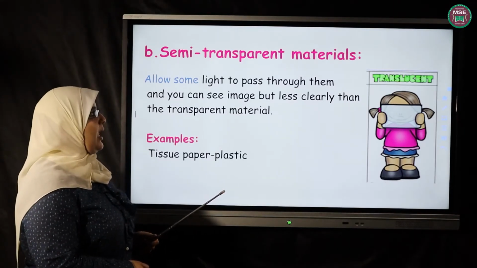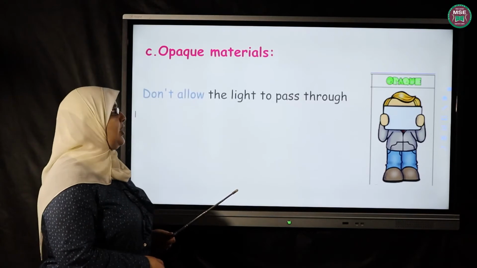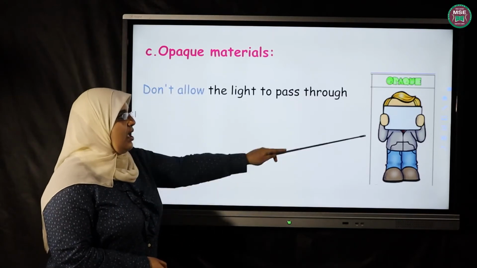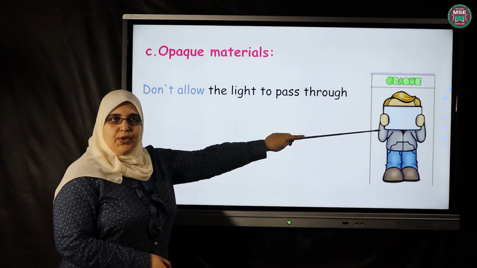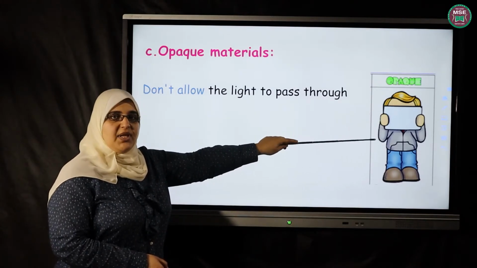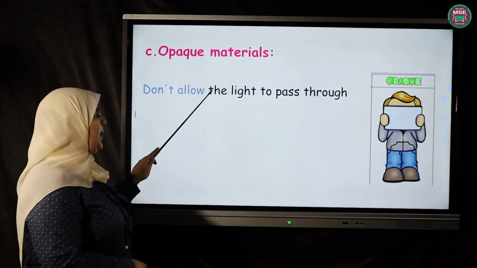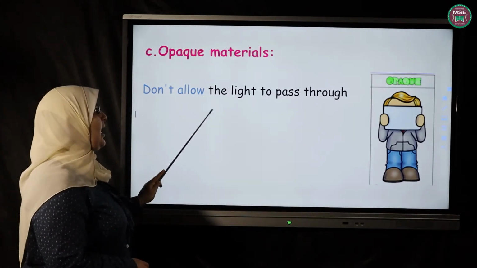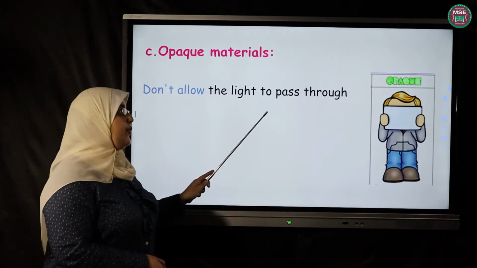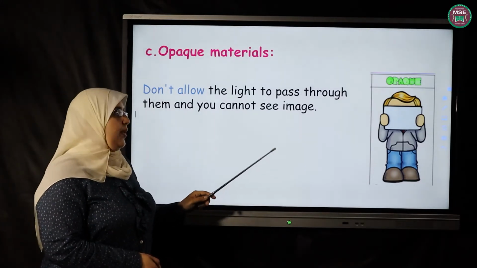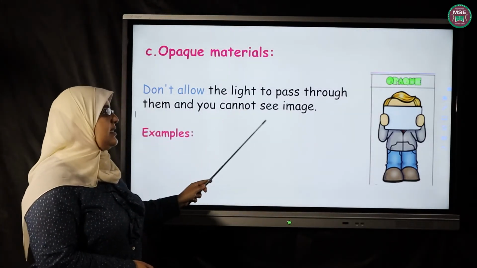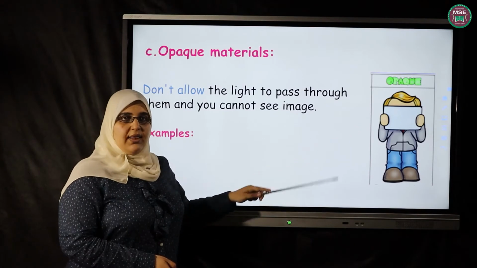Let's talk about the last type of the materials, the opaque material. As we see here, can we see any image behind them? No, we cannot see any image behind them. So the opaque materials don't allow the light to pass through them. They don't allow any light to pass through them, and you cannot see any image behind them.